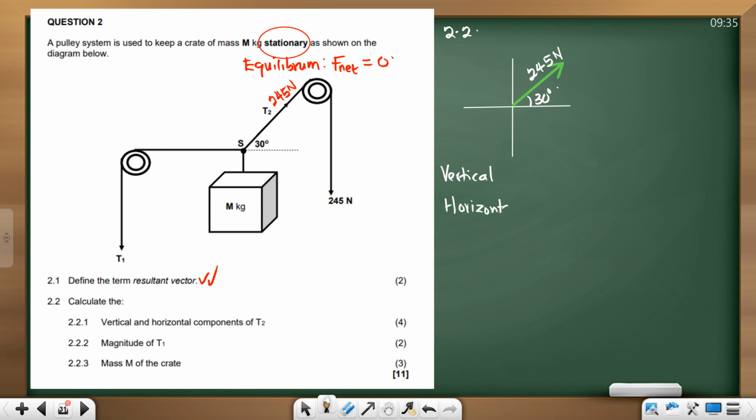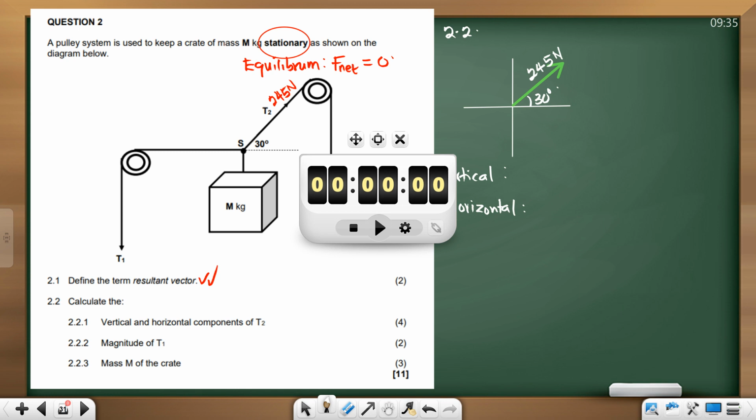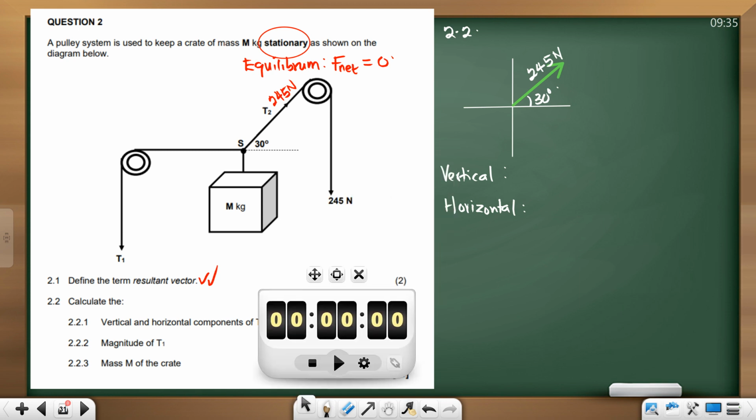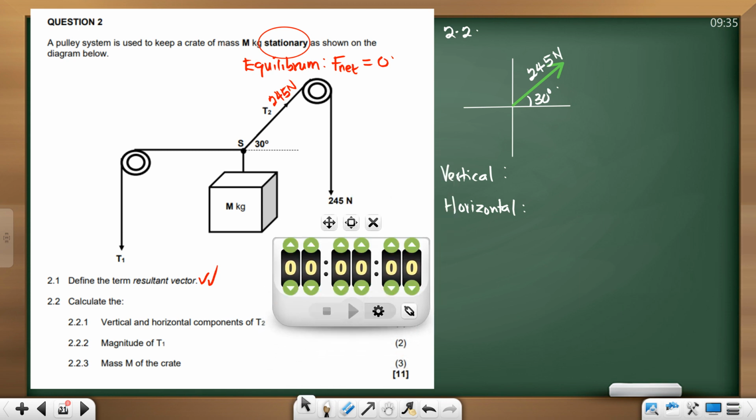4 marks. Let's see. Maximum, I'll give you 4 minutes. So there's no time to waste. You can leave space. You'll draw the diagram later. 4 minutes.